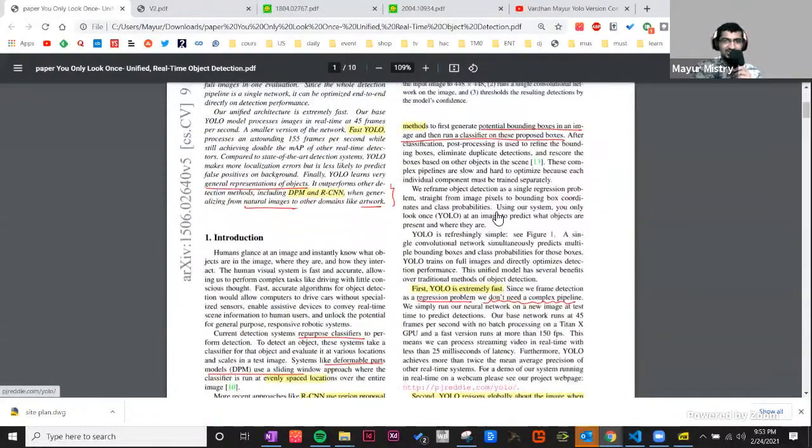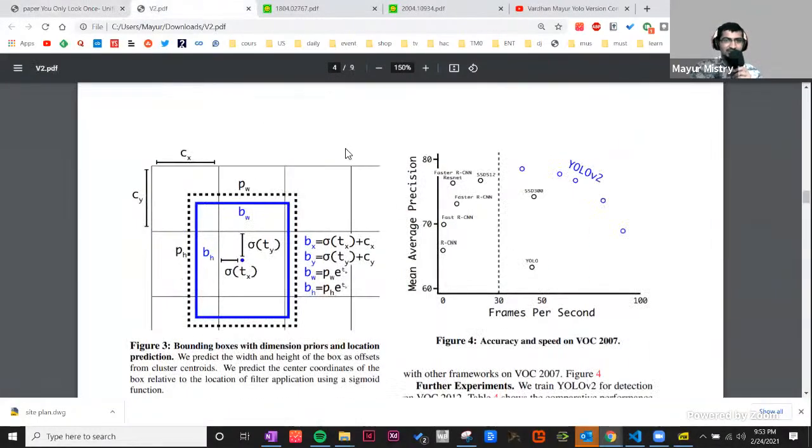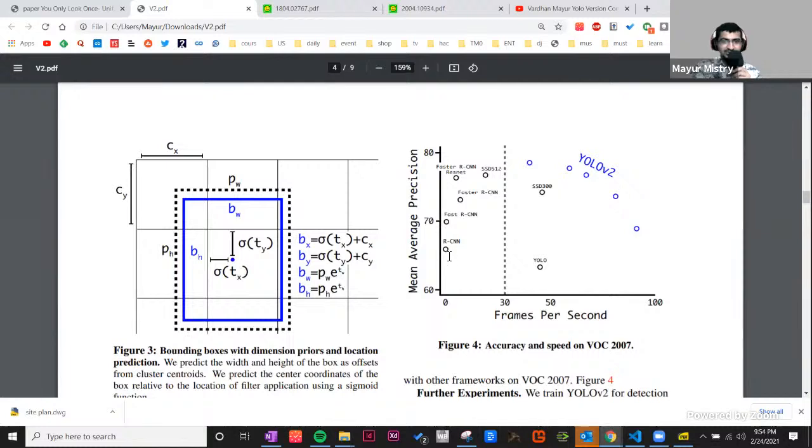But after that, as we saw in V2, YOLO had mAP lying, I would say, between the 60 to 64 range.